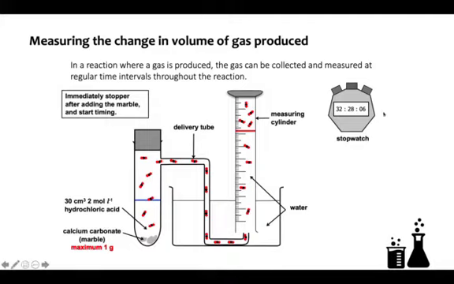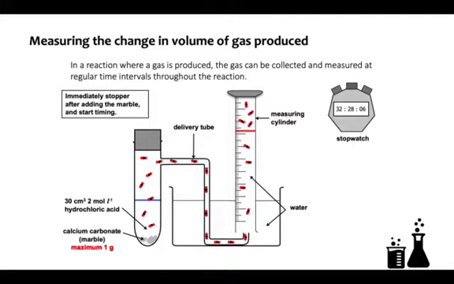And what we do is we measure the volume made over time, and then we take a note of that, and we plot a suitable graph. Okay, so that's one example of how you could, in theory, measure the rate of a reaction. Okay, and it only applies to reactions where a gas is being made.